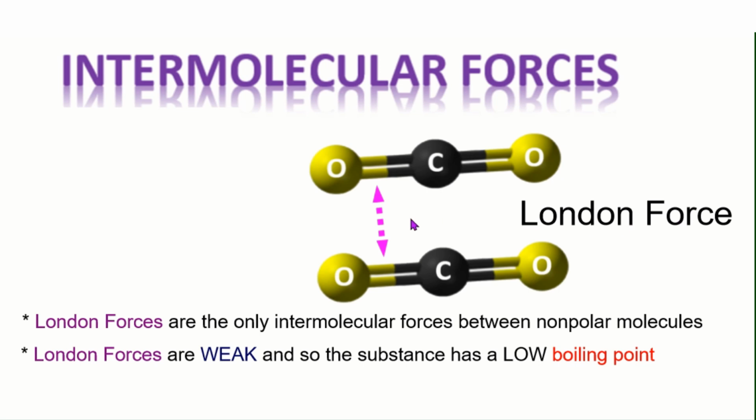Here we have the example of carbon dioxide. When we discussed the polar covalent bond, the bond between the carbon and the oxygen, because of the difference in electronegativity, is a polar covalent bond. But because of this linear structure, the carbon dioxide overall is a non-polar molecule. So between this carbon dioxide non-polar molecule and the other non-polar molecule, we have a weak London force. Remember that London forces are the only intermolecular forces between non-polar molecules.